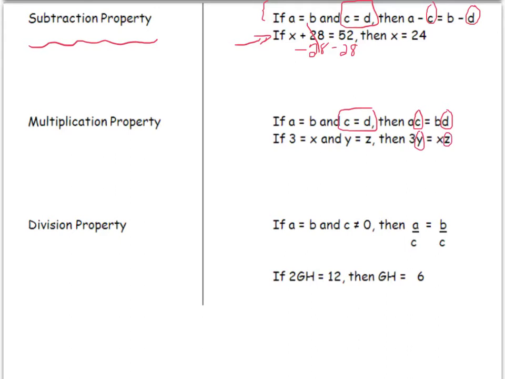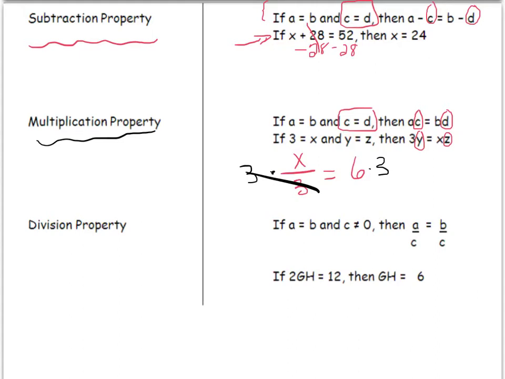You see this a lot when it comes to solving for x when you have a problem like x over 3 equals 6, for instance. If you wanted to solve for x, you would have to multiply by 3 on both sides. This process of multiplying by the same thing on both sides gives you the multiplication property.